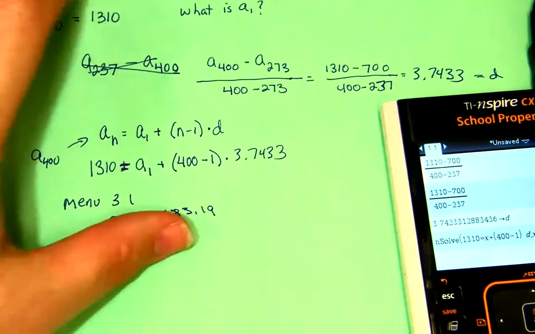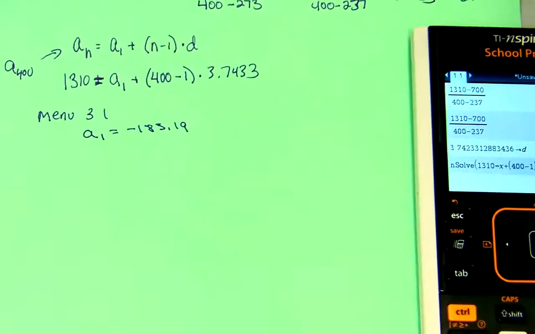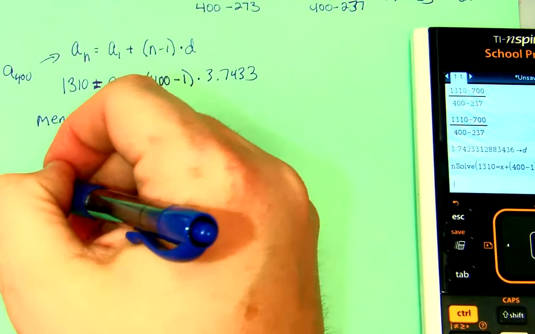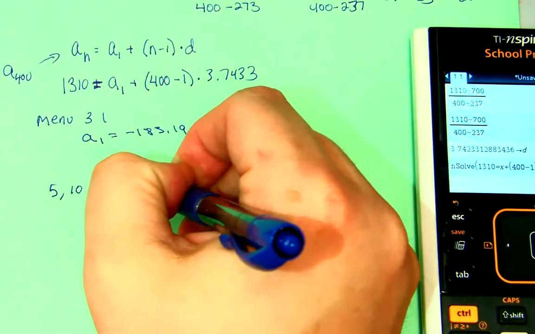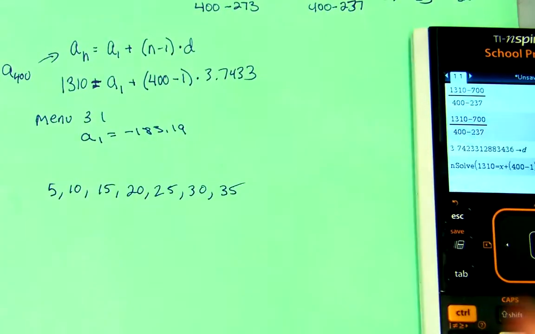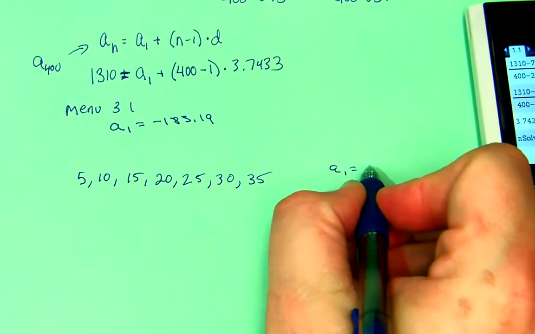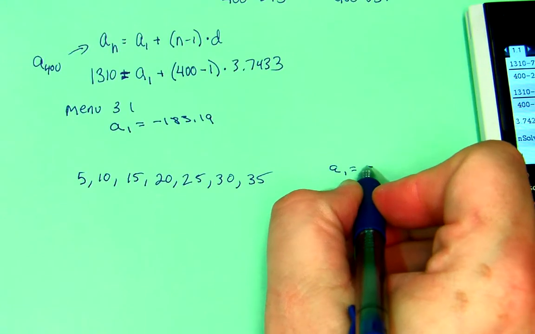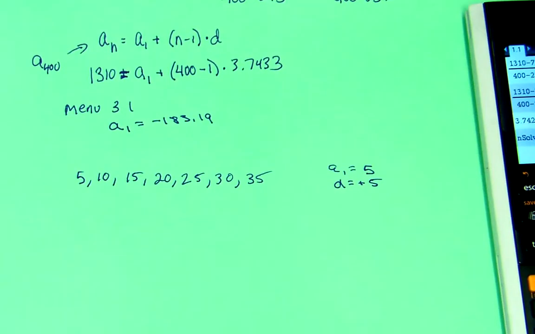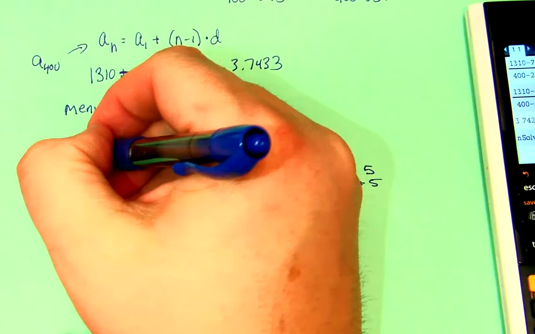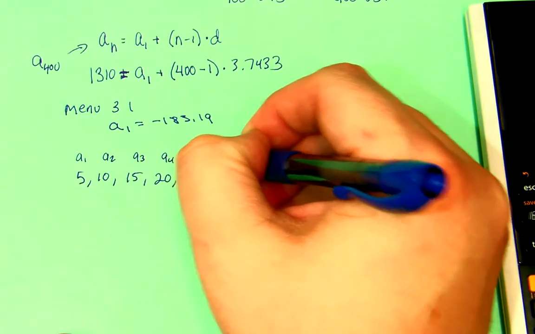So that was a challenging problem that I gave you guys, but let's see if this works on a system that we know for a fact what they are. Let's just take a very simple sequence: 5, 10, 15, 20, 25, 30, 35. From here we already know that A sub 1 is equal to 5, and D, the difference, is plus 5. So we already know where we're starting from. This is A1, that's A2, A3, A4, A5, A6, A7.